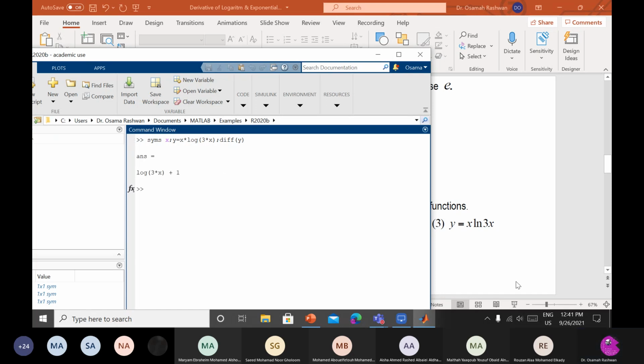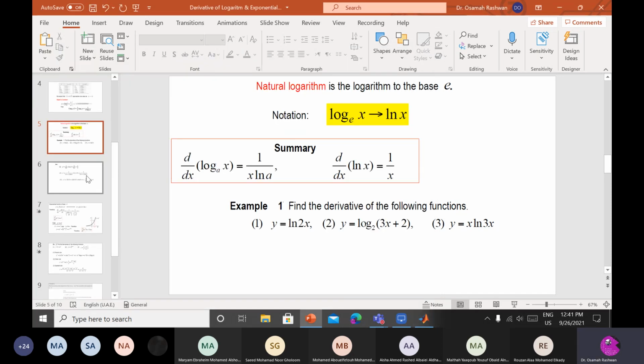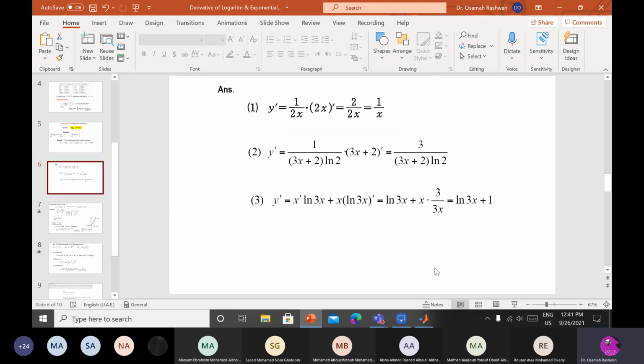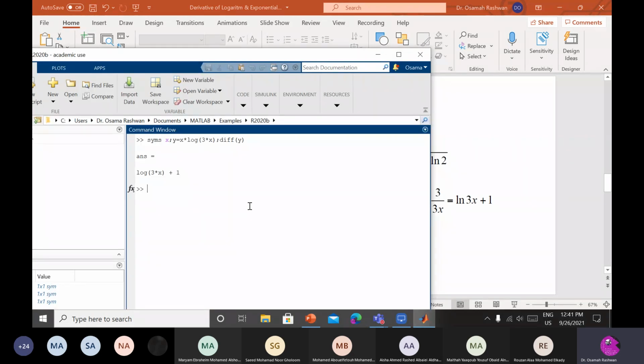Yes, this is the same answer as what you have here: ln 3x plus 1. Yes, ln 3x plus 1. If you would like to not have the same language and would like to write it as mathematics, there is a very nice command called pretty. My answer is called ans, so I act on ans with the pretty command, and it will write it as a mathematical expression.